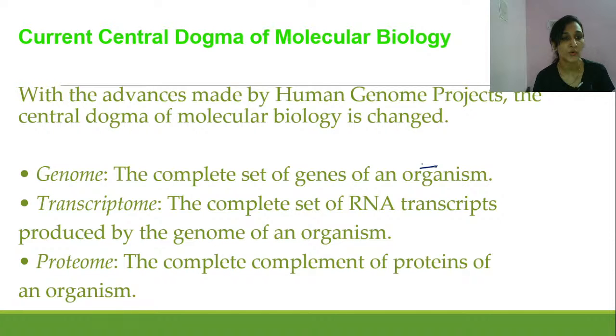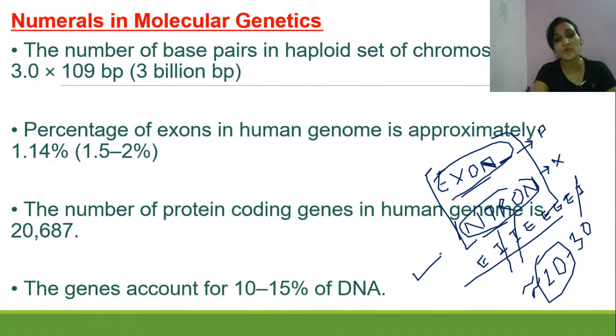So what is the total percentage of exons in the human genome? It is approximately just 1.5 to 2%. That is quite less. We are utilizing a very small part of our genome. The number of protein coding genes in the human genome is approximately 20,000, or it can be a little more, between 20 and 30,000. And how much do these 20 to 30,000 genes contribute to the DNA? Just 10 or 15% of the total DNA.